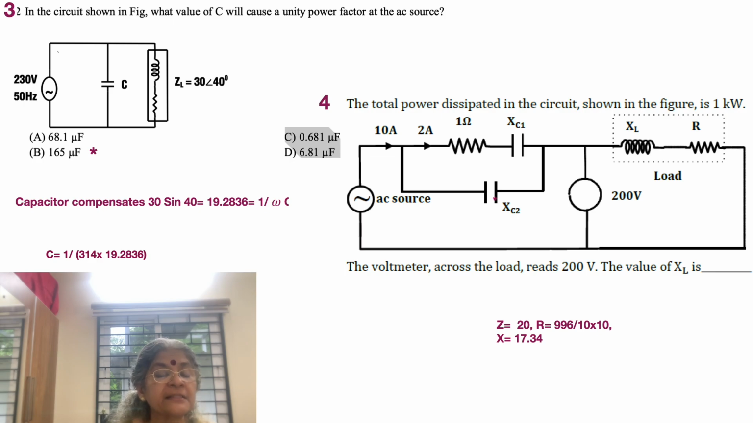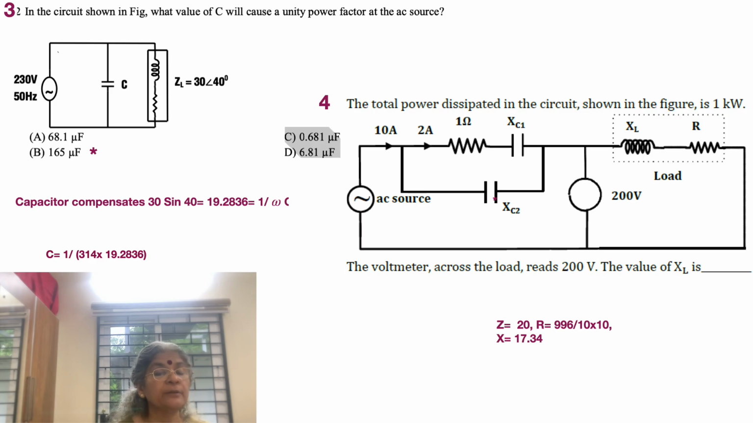And we have a capacitance and an impedance which is given by ZL 30 angle 40. So 30 angle 40 means the resistive component is 30 cos 40 and the reactance component is 30 sin 40. In other words, XL is equal to 30 sin 40. So what is asked of us is, in the circuit shown in the figure, what value of capacitance will cause a unity power factor at the AC source?